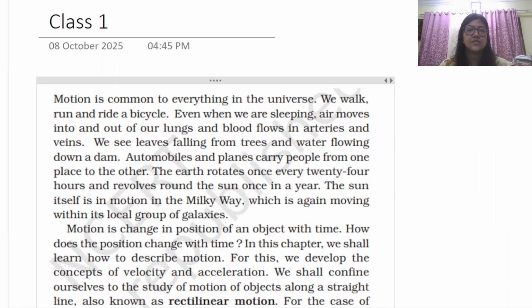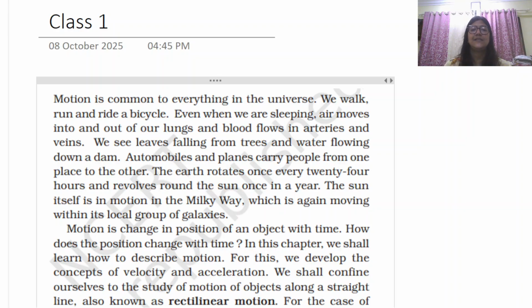So here it says motion is common to everything in the universe. We walk, run, and ride a bicycle. Even when we are sleeping, air moves into and out of our lungs, and blood flows in arteries and veins. We see leaves falling from trees and water flowing down a dam. Automobiles and planes carry people from one place to another. The earth rotates once every 24 hours and revolves around the sun once in a year. The sun itself is in motion in the Milky Way, which is again moving within its local group of galaxies.